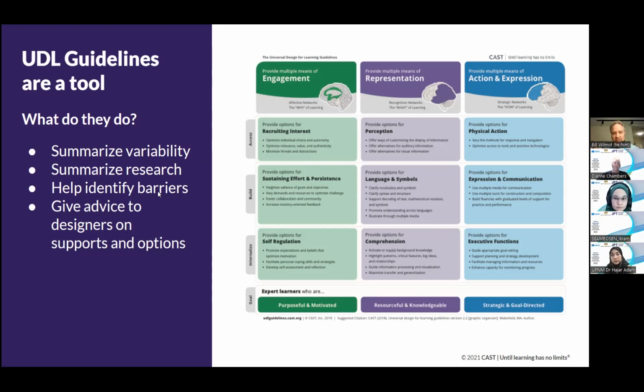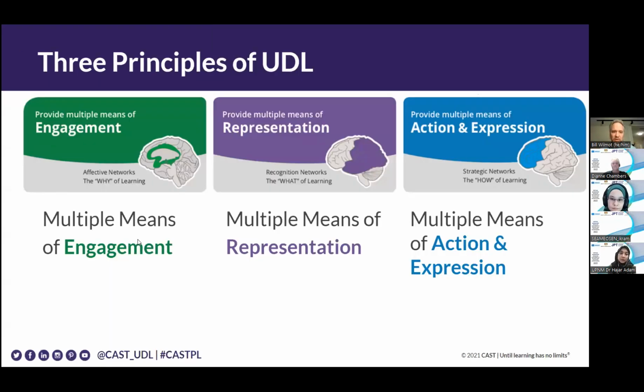It's also just a summary of research. Each one of these individual checkpoints, these individual bullets, is backed up by a load of research. And I'll share with you later on the interactive UDL guidelines, which give you the documentation of a lot of that research if you're interested in that. They help us identify some of those barriers that might be embedded in learning environments. And then finally, they give us advice about what to do about it. How do we create supports and flexibility options and opportunities to create flexibility in design and support all learners.